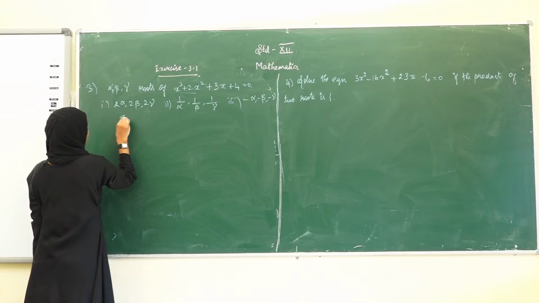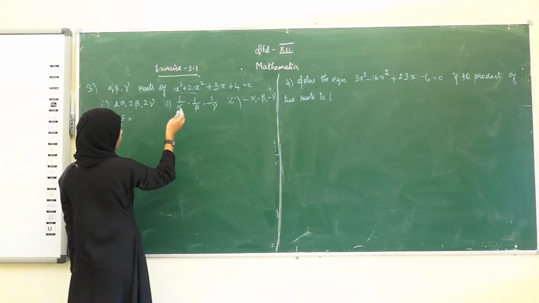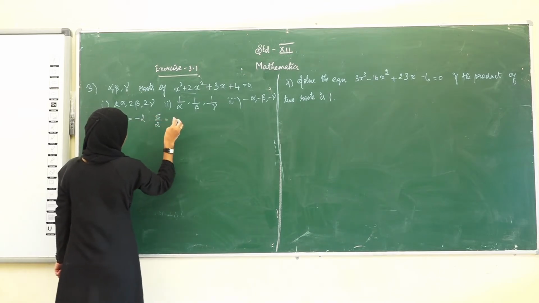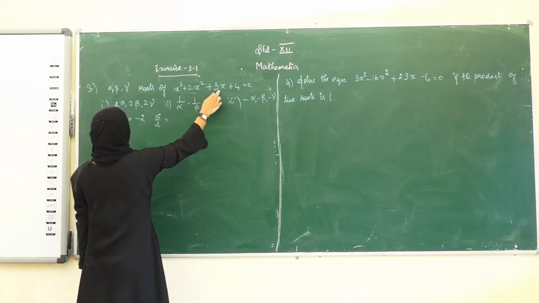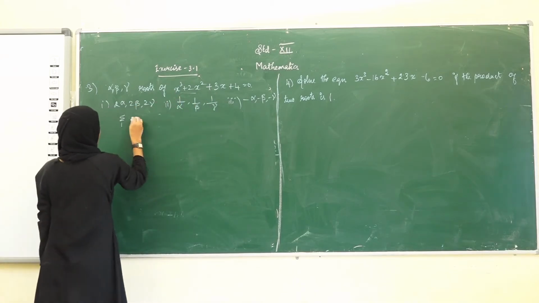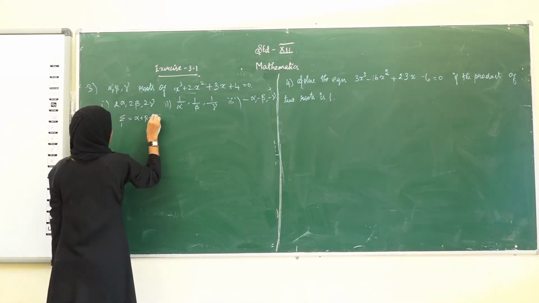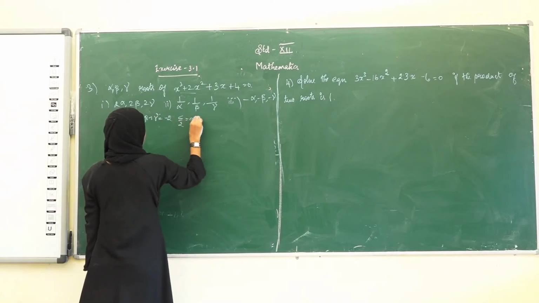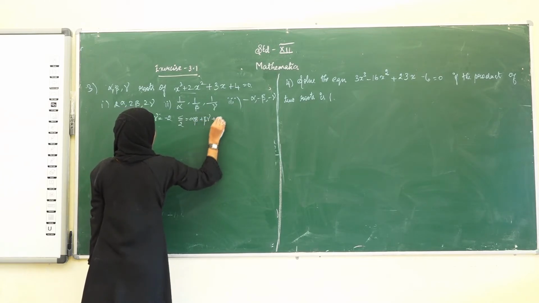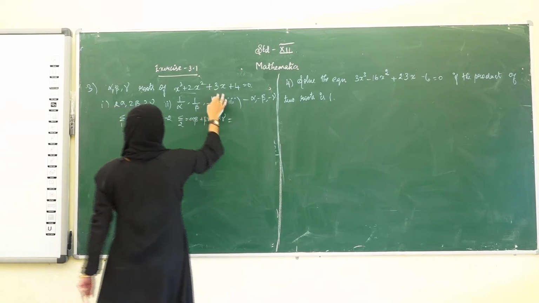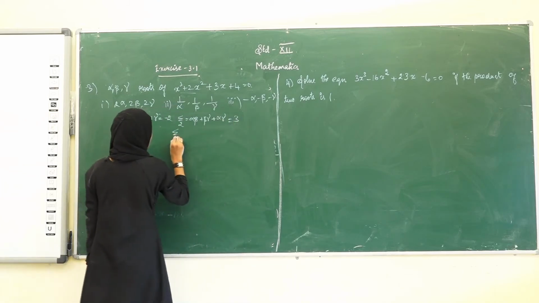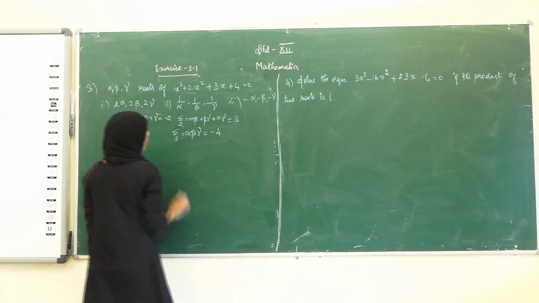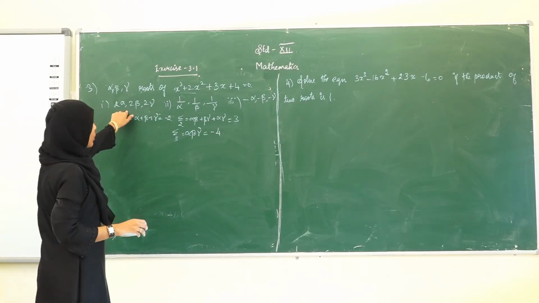Summation 1 is equal to alpha plus beta plus gamma, which is equal to minus b divided by a. So it becomes minus 2. Summation 2 is alpha beta plus beta gamma plus alpha gamma, which is equal to 3 by 1, which is 3. And summation 3 is alpha beta gamma, which is equal to minus 4. From this we can form the equation of these roots.